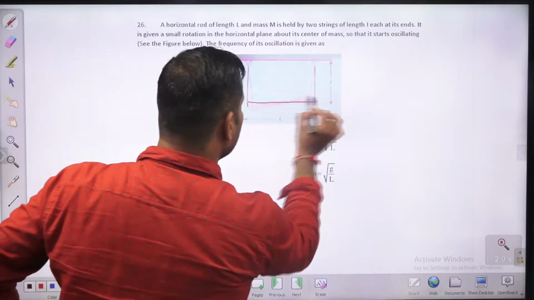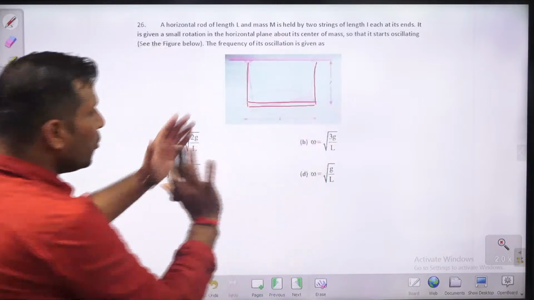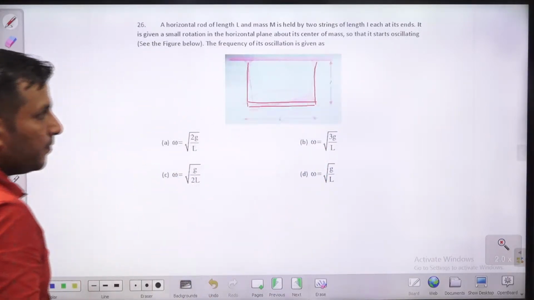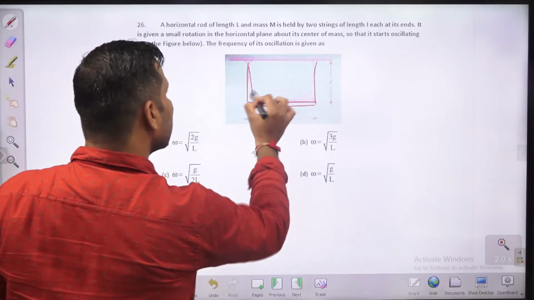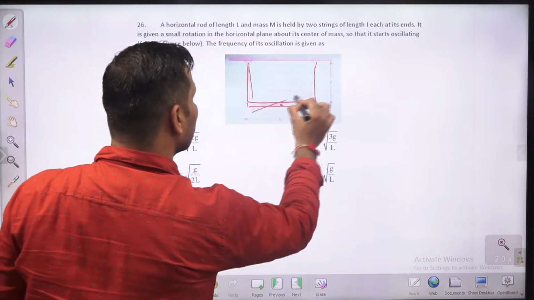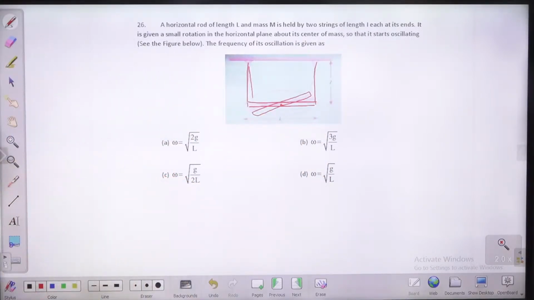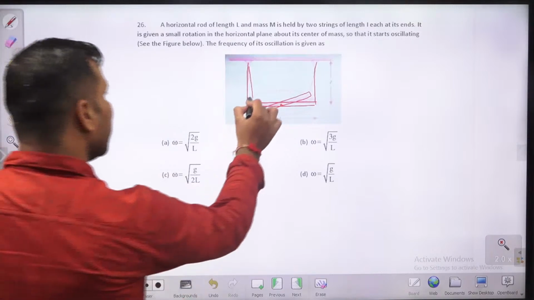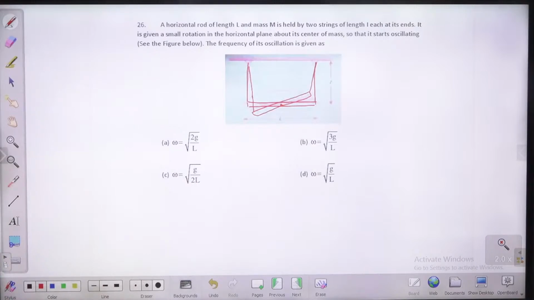This rod is pivoted with some kind of strings from here, and now you are revolving this rod about its center. You are revolving it about its center, something like this. Now he is asking the natural frequency in this case. What will be the natural frequency in this case?